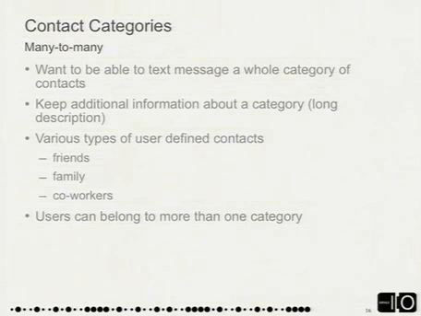We want to allow the users to define any type of groups that they need, so they can invent new ones. A typical one might be friends, family, and coworkers. And we want contacts to belong to more than one category. It does happen that on occasion you have somebody who's a coworker and a friend, every once in a while.